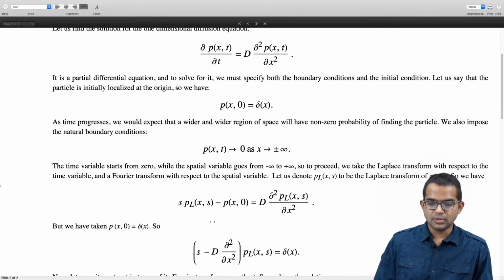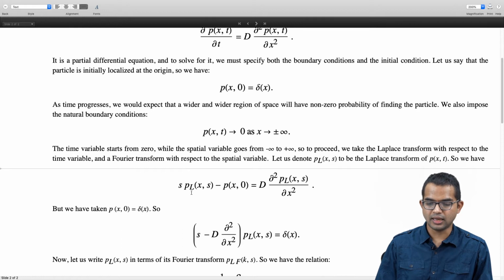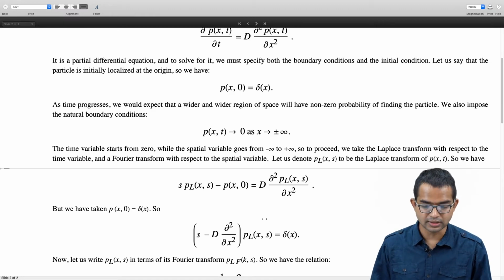Now P of x comma 0 is of course given to us to be just delta of x, right? So we can write this as (s minus D times ∂²/∂x²) P_L of x comma s is equal to the initial condition, which is just delta of x.